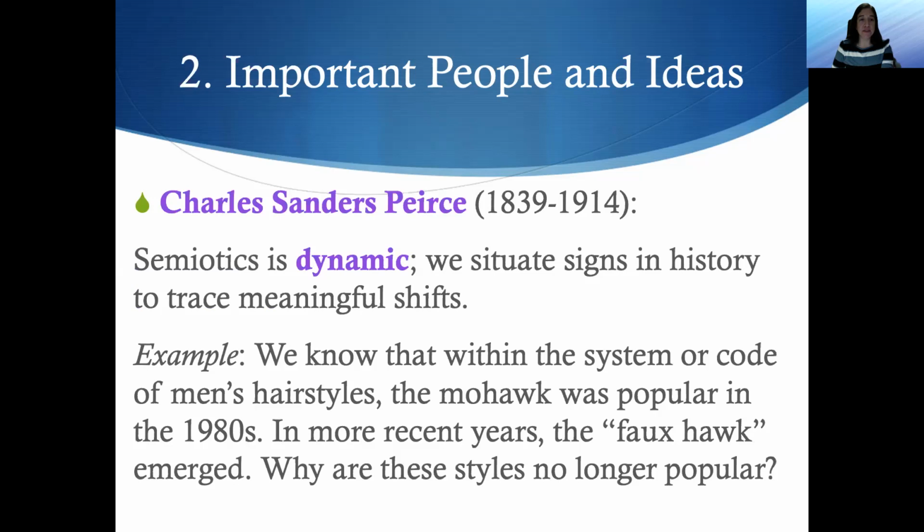Another important person is Charles Sanders Peirce. And he told us that semiotics is dynamic, which simply means we situate signs in history so we can trace meaningful shifts. For example, we know that within the system or code of men's hairstyles, the mohawk was popular in the 1980s when I was growing up, and we all thought Mr. T was really cool because he had his mohawk. In more recent years, people started wearing a faux hawk. So it was kind of like a mohawk hairstyle, but it was a little bit shorter.